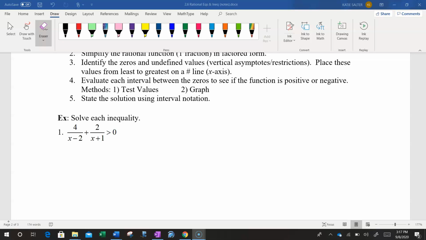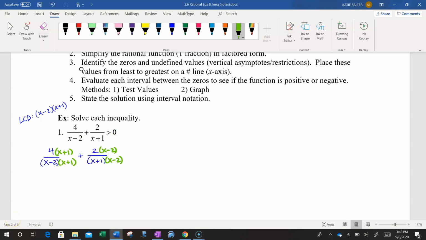And so in order to do that, we're going to have to use fraction rules like getting common denominators and those types of things. So if we look at this first one, we can see that our LCD for this problem would be x minus 2, x plus 1, because it's already set equal to 0. So what we have to do is multiply each fraction by what it's missing.